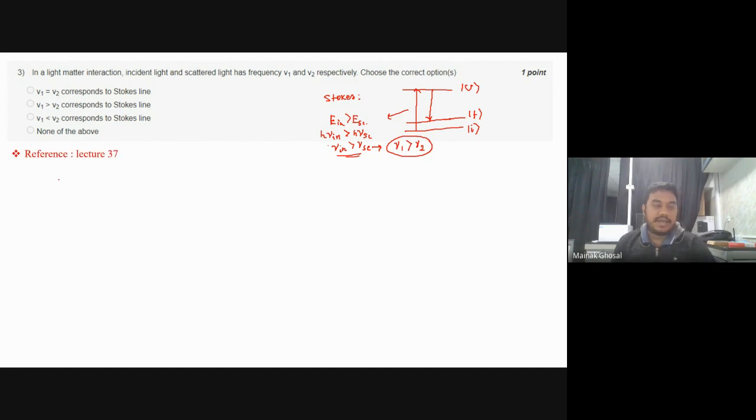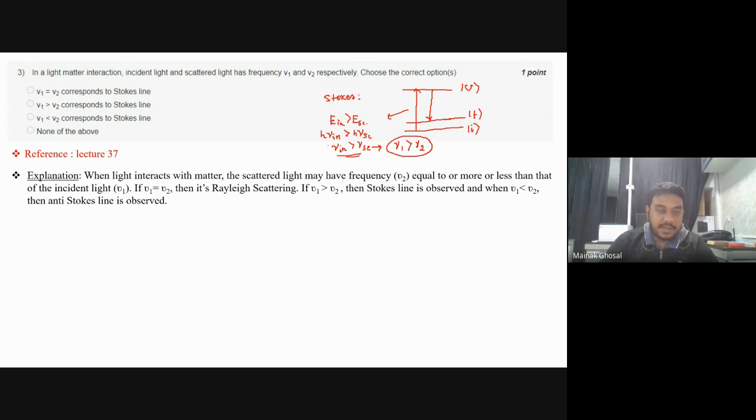So you will get this answer in lecture number 37, where it is mentioned that when light interacts with matter, the scattered light may have frequency equal to, or more or less than that of incident light. Three different phenomena can happen: the scattered light has frequency which is higher than incident light, or equal to incident light, or lower than incident light.